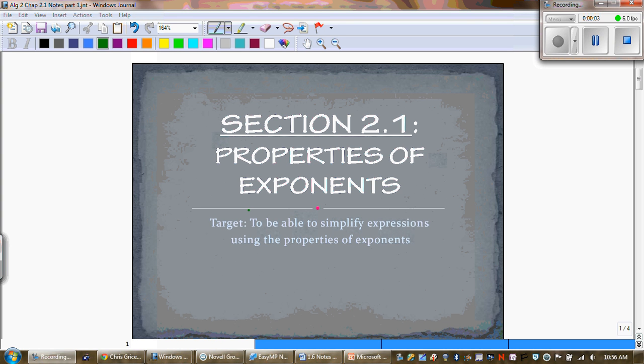Hey guys, this is Mr. Grice for Algebra 2, Chapter 2.1 Notes, Part 1. Today we're talking about properties of exponents. Our learning target today is to be able to simplify expressions using the properties of exponents.